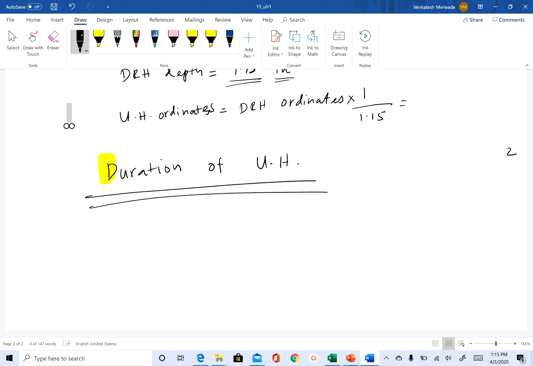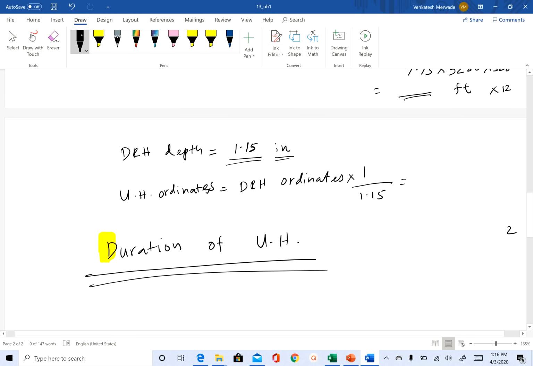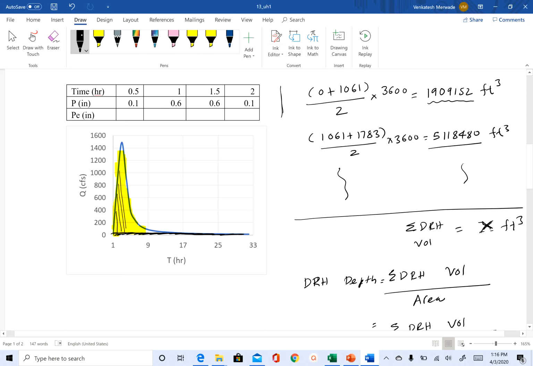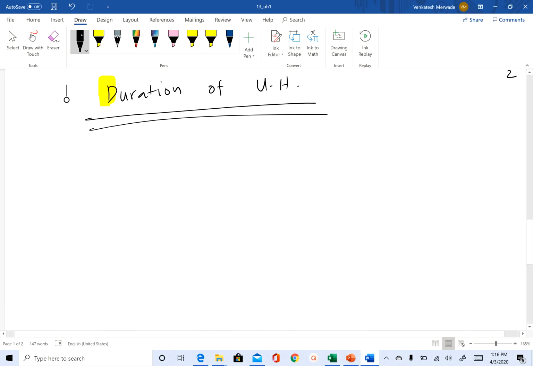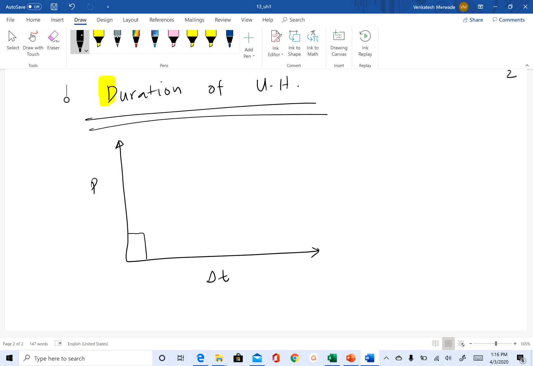okay, so to get the duration, what I will do is I will just plot the rainfall hydrograph that is given to us. So it's 4 pulses at half an hour time interval, and these are the values 0.1, 0.6, 0.6 and 0.1. So I'll just plot that here. So P delta T, so let's say this is 0.1, this is 0.6, 0.6, 0.1.